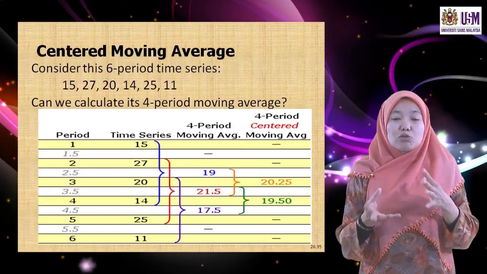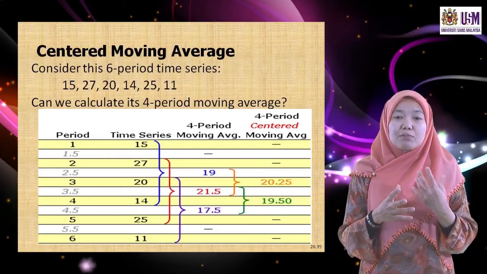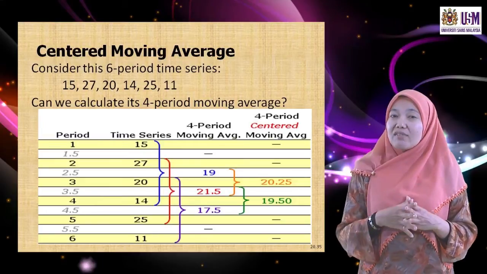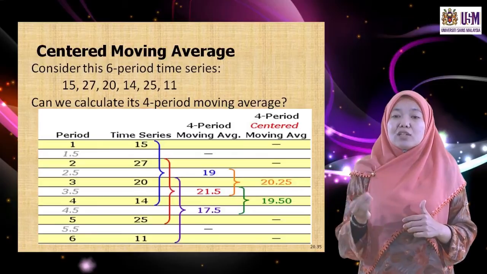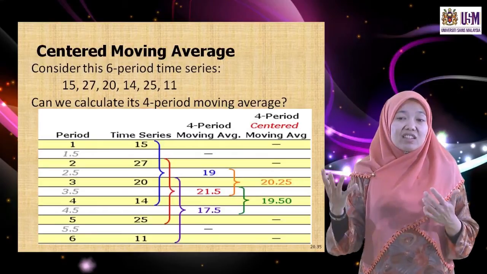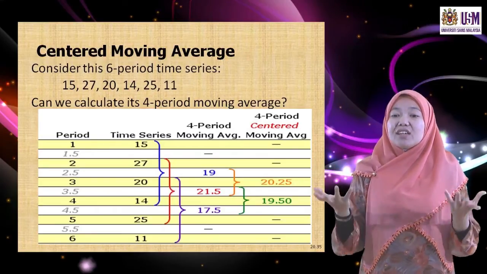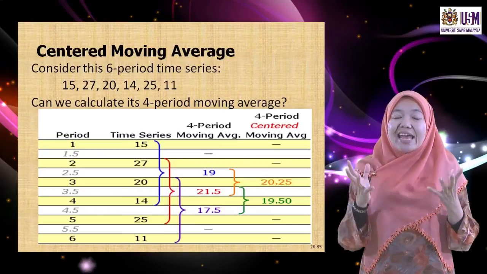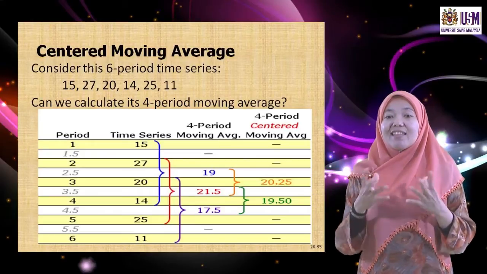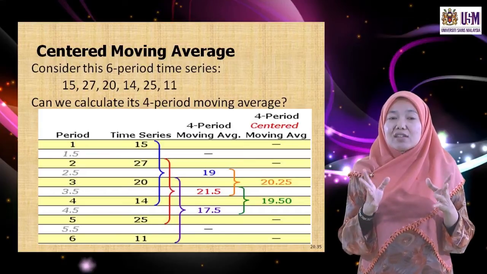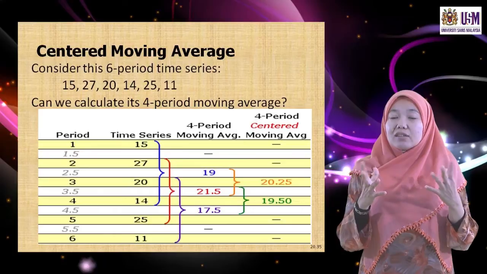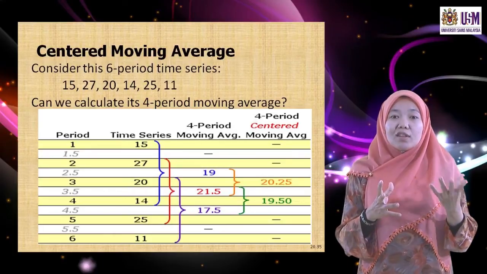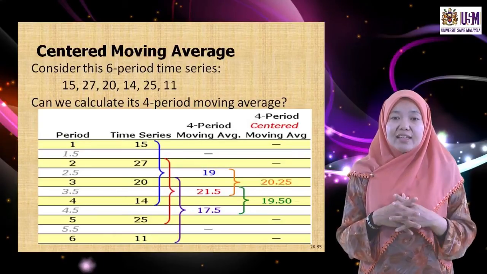Same thing for the next value. You take 21.5, the 4 period moving average, and add to that 17.5. Because you add these 2, you divide by 2, so you should get the next 4 period centered moving average value of 19.5, that will fall exactly on the 4th period line. So basically, that is the difference between the centered moving average for an even number time series compared to the odd number time series that we already saw earlier.